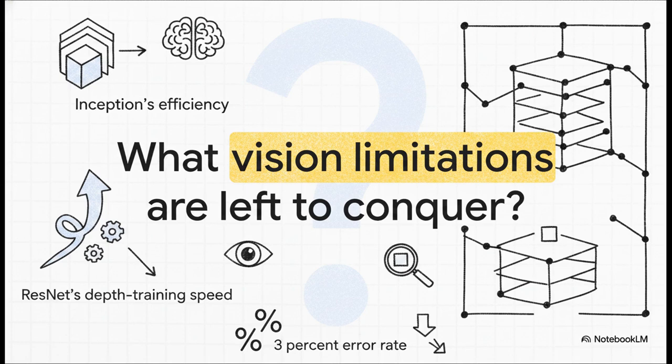Which leaves us with a fascinating thought to end on today. The combination of Inception's efficiency and ResNet's deep training speed pushed error rates down to near 3%. It really begs the question, with models this deep, this fast, and remarkably accurate, what limitations in computer vision are truly left to conquer? Think about that as you process everything we've unpacked today.